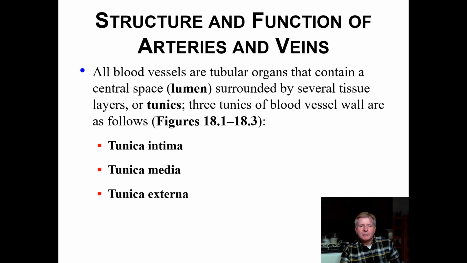So the three layers of an artery and a vein are the tunica intima, your smaller lining layer, which is just simple squamous endothelium, your lining layer. This is what's adjacent to the lumen. The tunica media is what contains the smooth muscle. And then the tunica externa is your outer connective tissue layer.